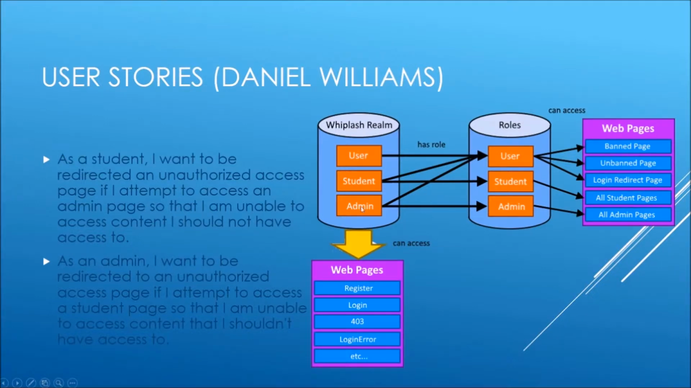My realm has 3 groups, user, student, and admin. Then there are 3 roles within that, which are the same, user, student, and admin. However, the user is only part of the user role. The student is part of the student role and the user role, and the admin has the roles admin and user. So this means that students and admins can access any of the user pages, which are the banned, unbanned, and the login redirect page. And the student can access all the student pages, and the admin can access all the admin pages.